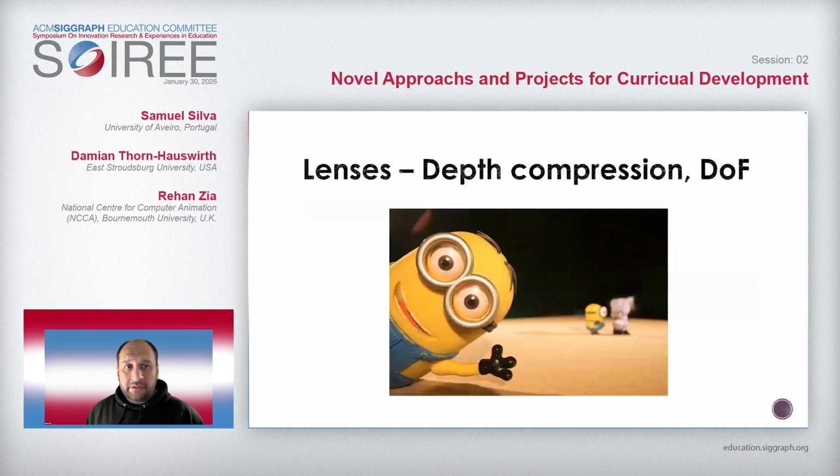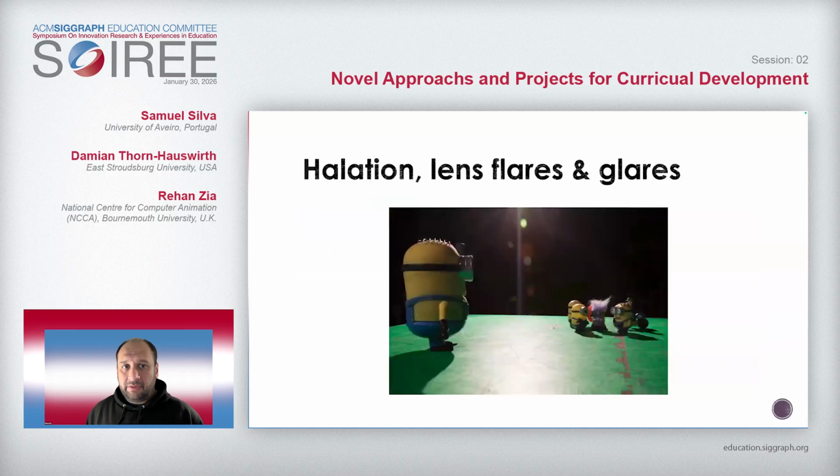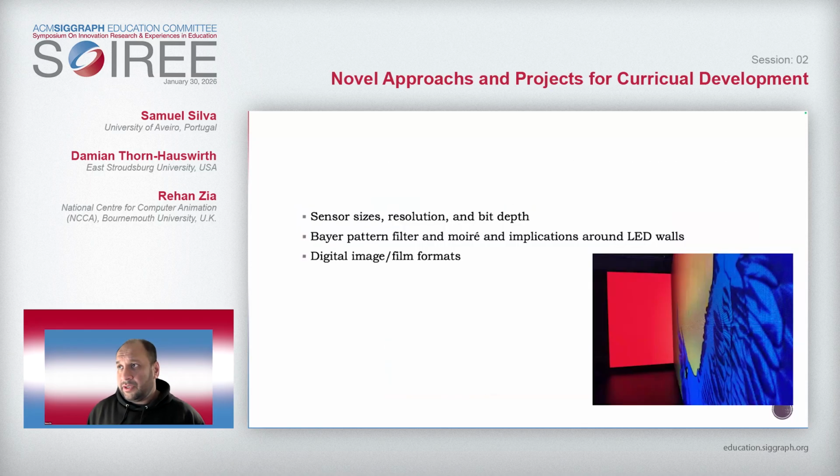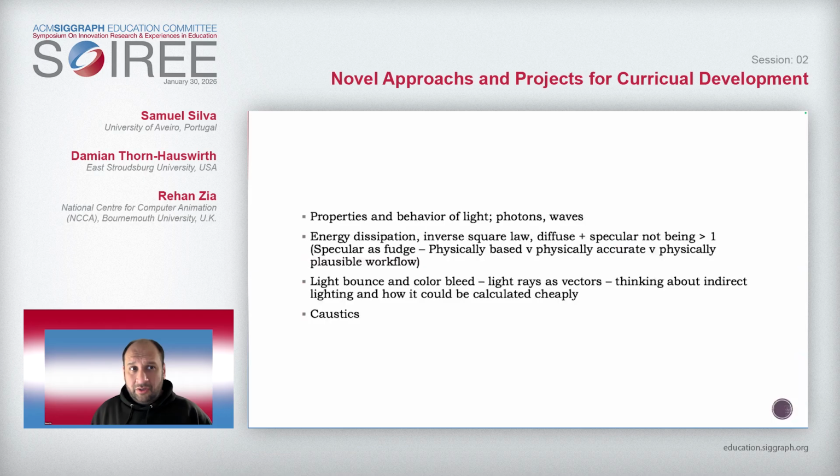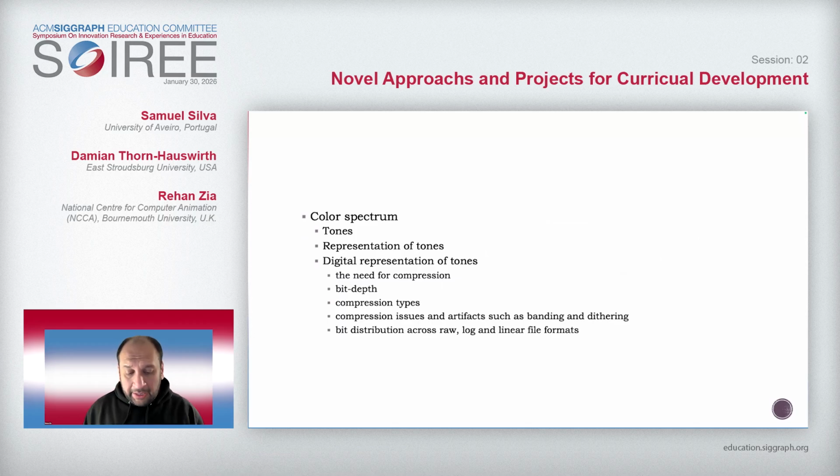Looking at distortions, depth compression, depth of field, lens flares, halation, glows, sensor artifacts, as I mentioned, Bayer pattern issues, moiré implications with LED walls, digital file formats, bit depth distribution across different formats, raw files and such, energy dissipation, inverse square law, why diffuse and specular need to add up to 1 or can't be more than that. Caustics, light behavior. So this is in a way very much laying the foundations for everything that they will be doing more in depth in CG.